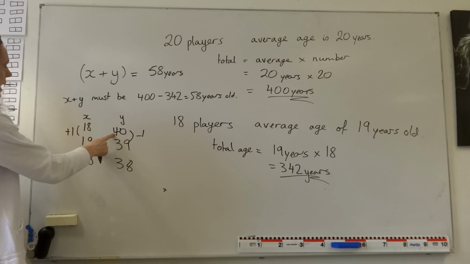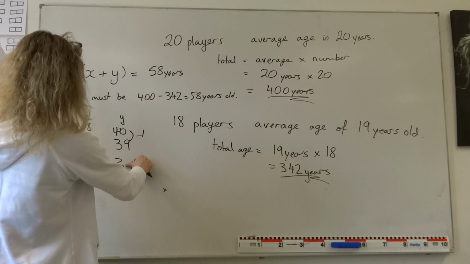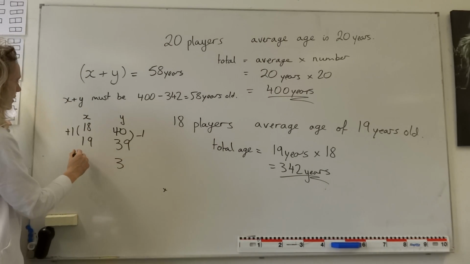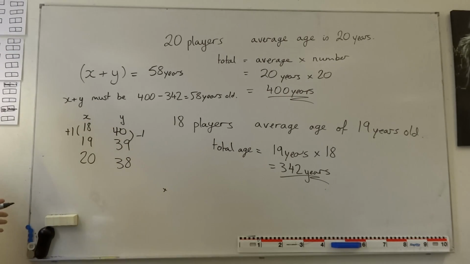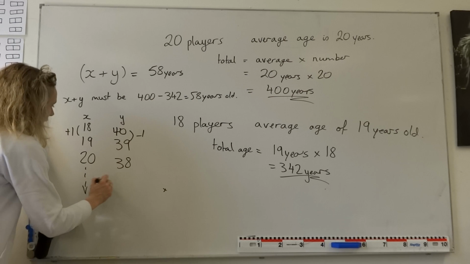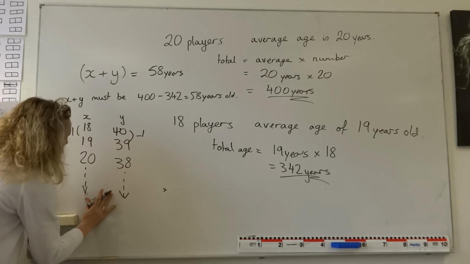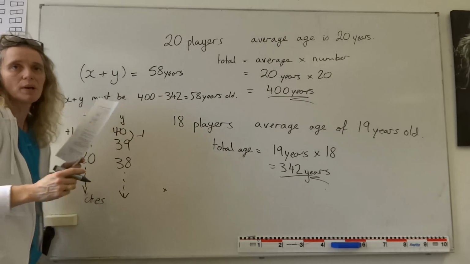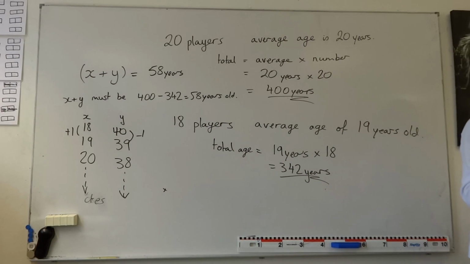18 and 40, 19 and 39, 20 and 38, and then you could just write continues. But any one of those, just write continues. Plus 1, minus 1, plus 1, minus 1. So any combination of ages that add up to be 58.